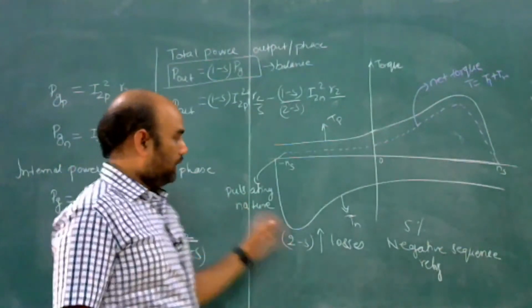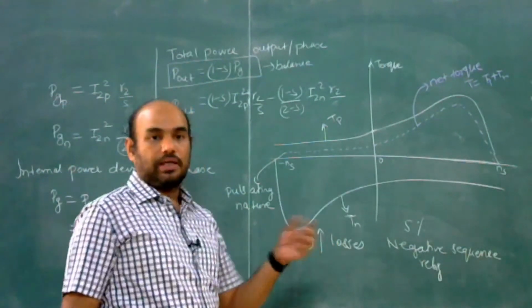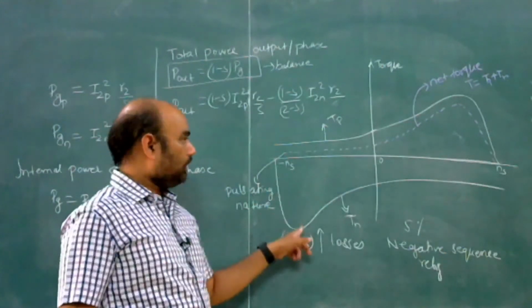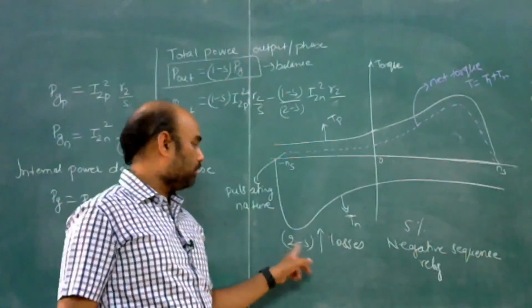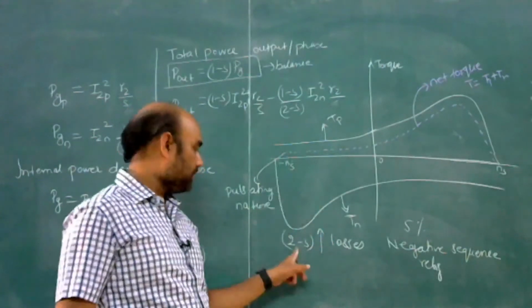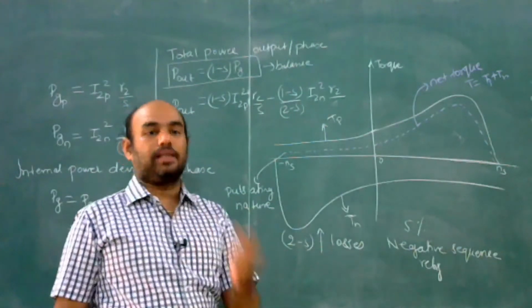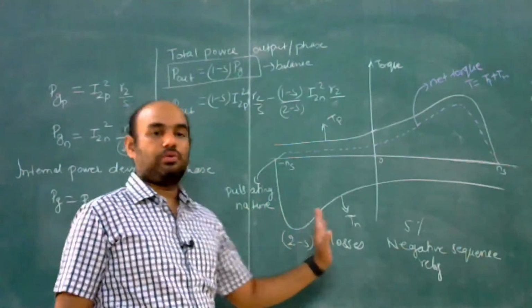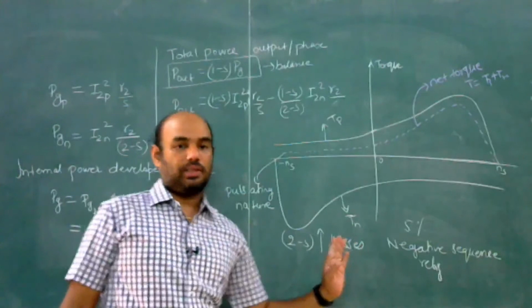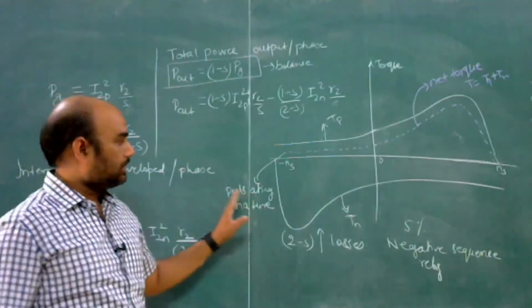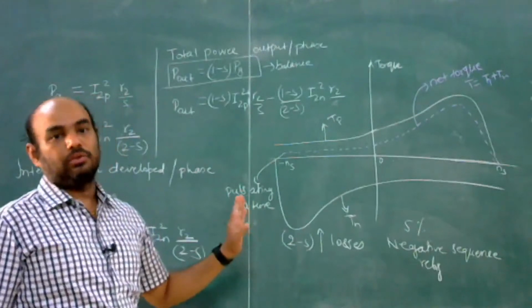There will be pulsating torque, which will reduce the life of the motor and produce a humming sound. And also, the slip for the negative sequence torque is 2 minus S, the field which is revolving with 2 minus S. So losses will increase and efficiency will reduce. Okay, so these are some disadvantages when unbalanced supply is connected to the induction motor.